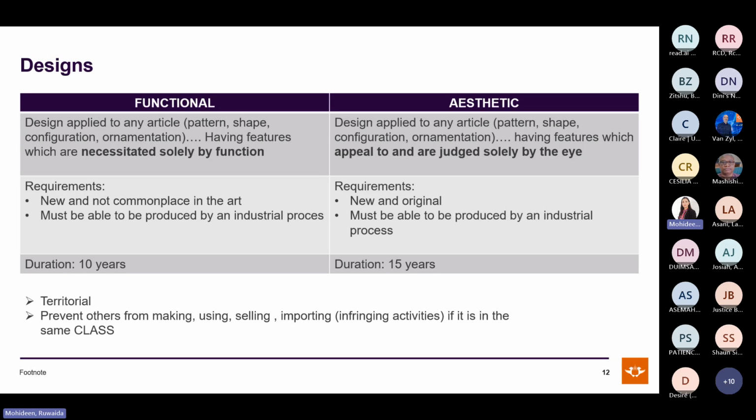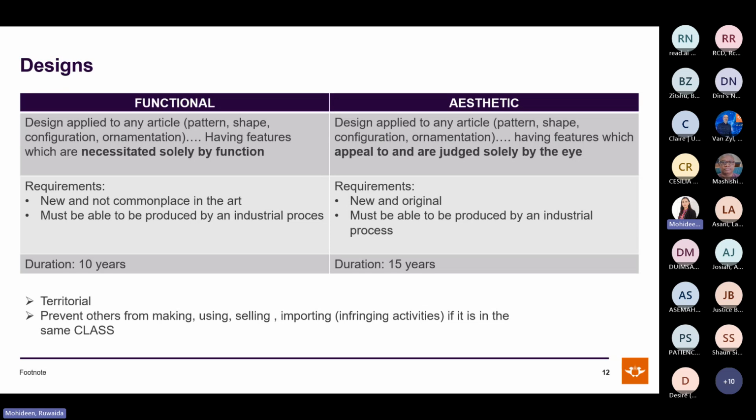So the shape of something, the features in terms of colors, for example, a water bottle could be protected by a design registration. The shape of a desk, the shape of a chair could be covered by a design registration. So it's something that purely appeals to the eye, how it looks. In South Africa, there's two types of design registrations. There's a functional design and an aesthetic design.